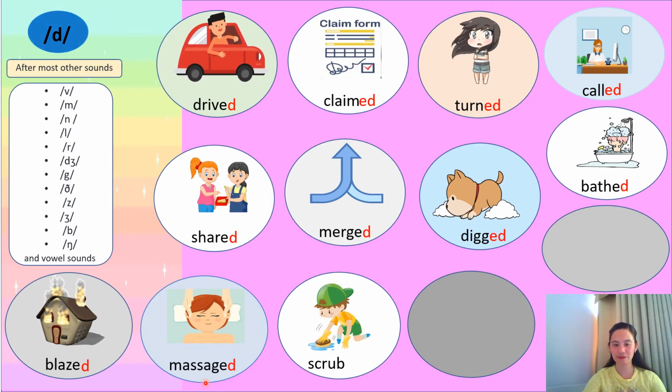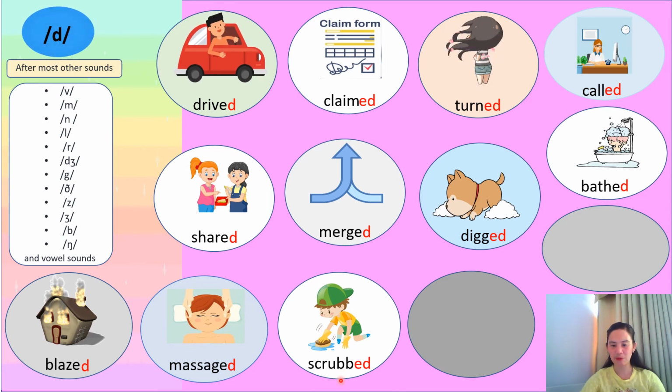Next word, scrub. B is the last sound. Let's make it into past tense by adding b and ed at the end. So let's read it again. It's scrubbed.